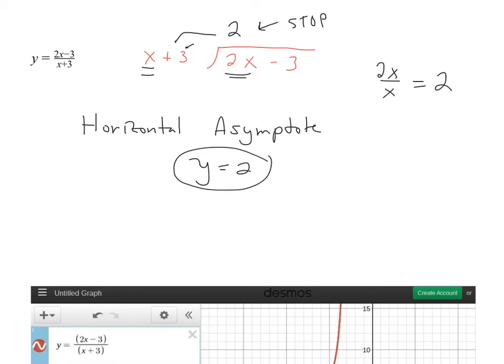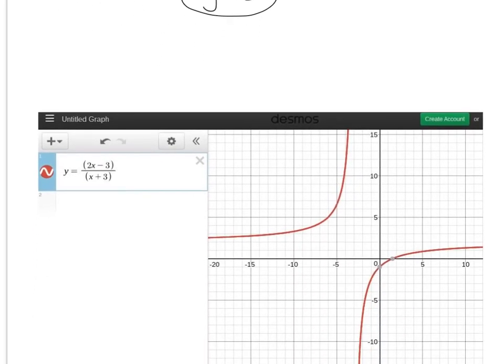So if I look at my graph of this, which I put into Desmos, you can see here's 2, here's the line y equals 2, which is what we found algebraically to be our horizontal asymptote, and you can see how this graph is getting pretty close to that.